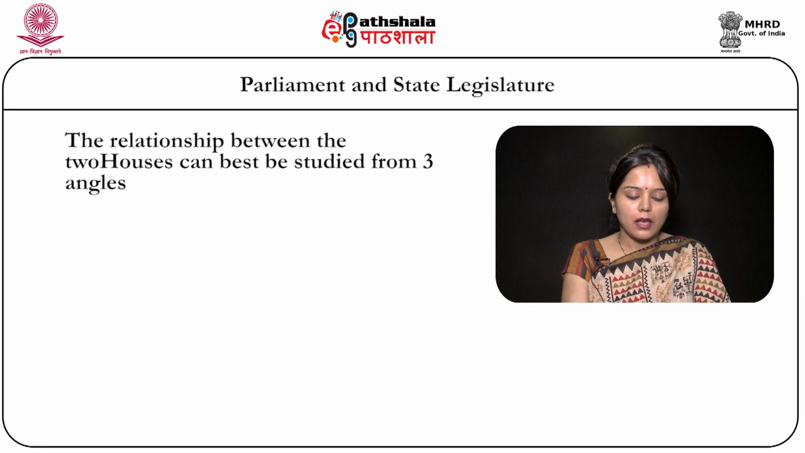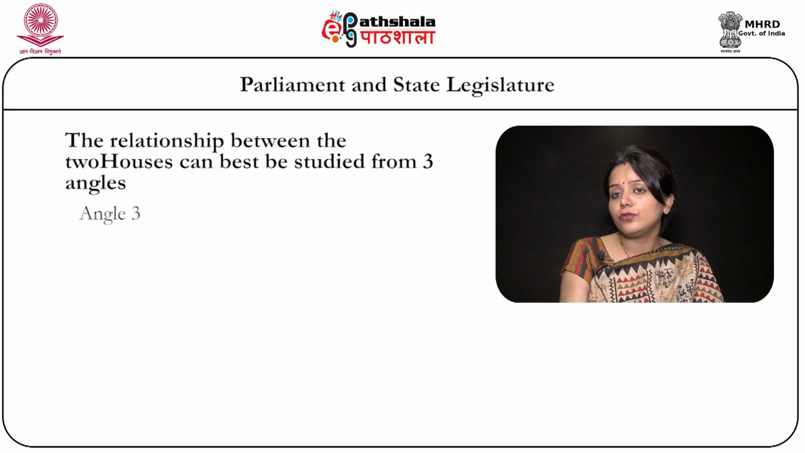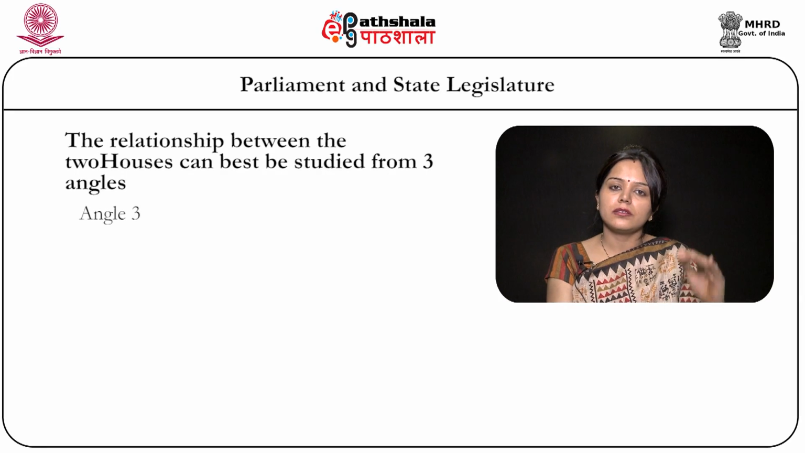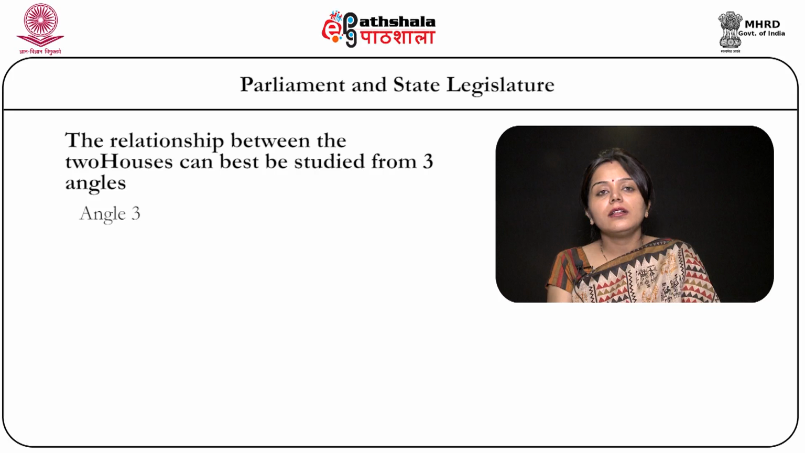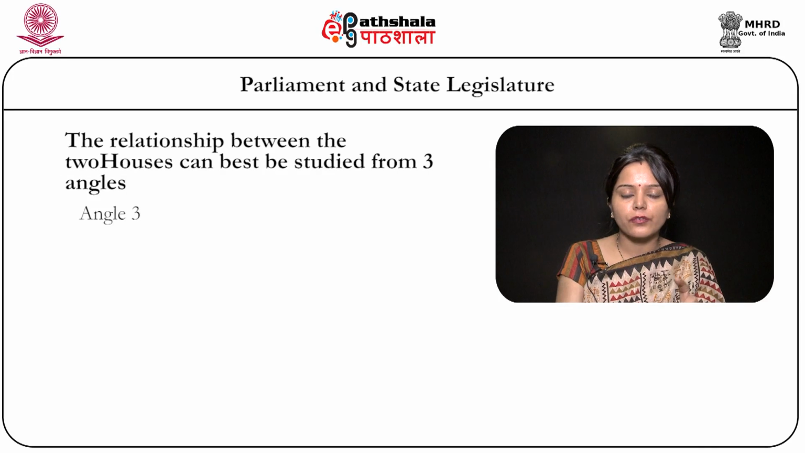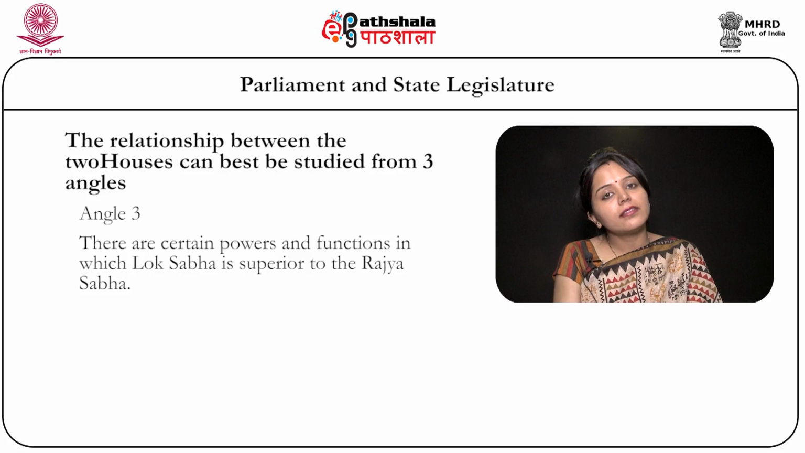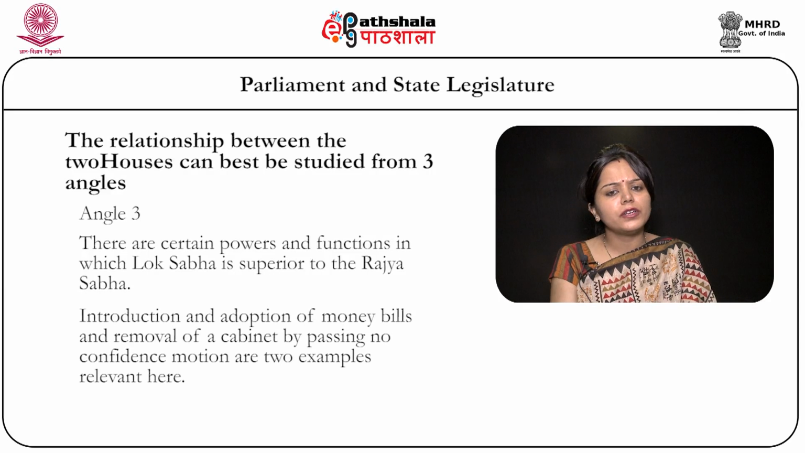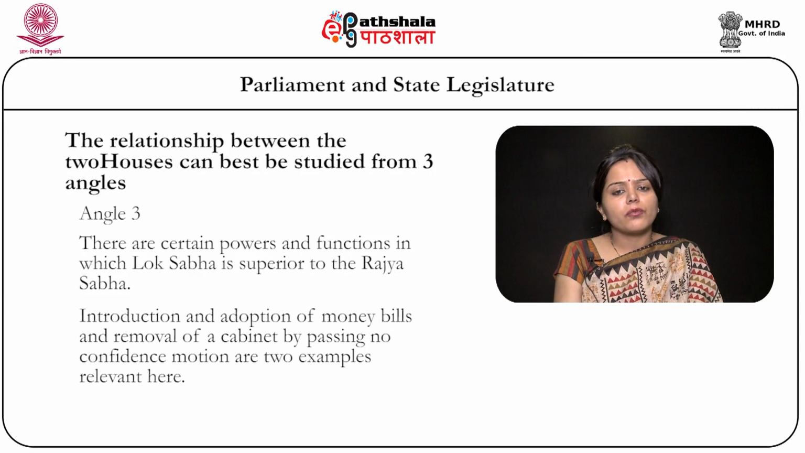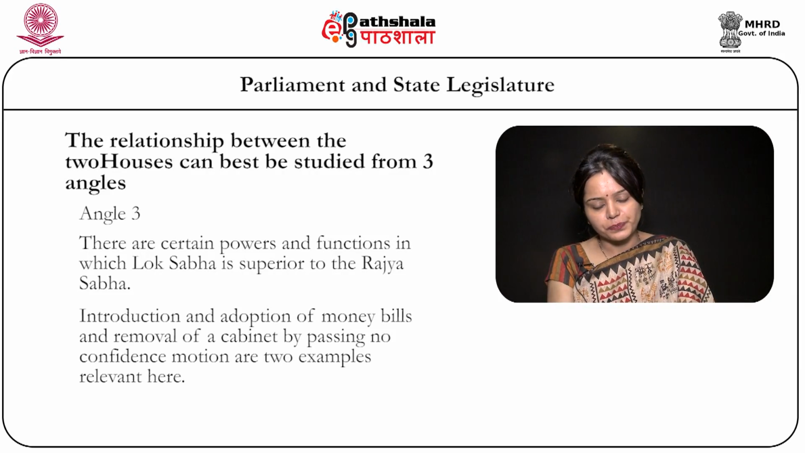After the second angle, I would emphasize angle 3, because at the beginning of my lecture, I emphasized that the Lok Sabha has more power than the Rajya Sabha, and this angle 3 will clear that point of view of mine. There are certain powers and functions in which Lok Sabha is superior to the Rajya Sabha. For example, introduction and adoption of the money bill, and removal of a cabinet by passing a no confidence motion, is a very relevant example here.